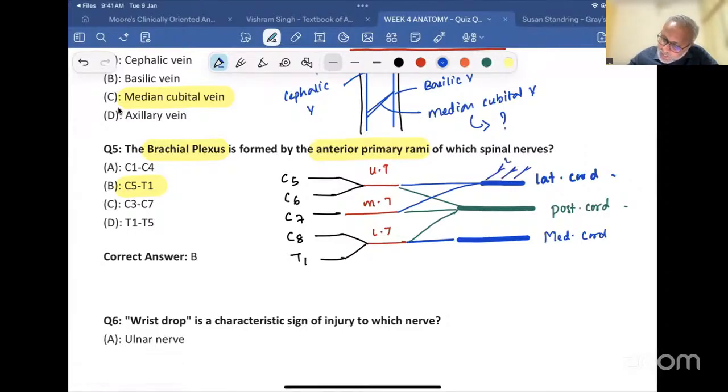Which is remembered by LML. Lateral pectoral nerve, musculocutaneous nerve, lateral root of median nerve.